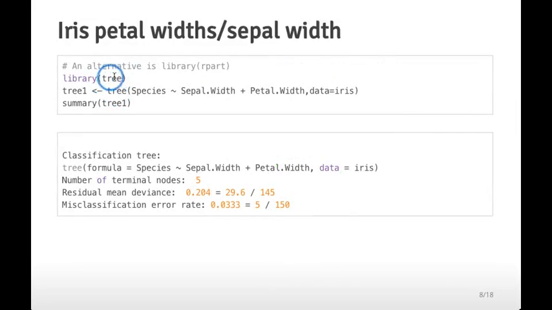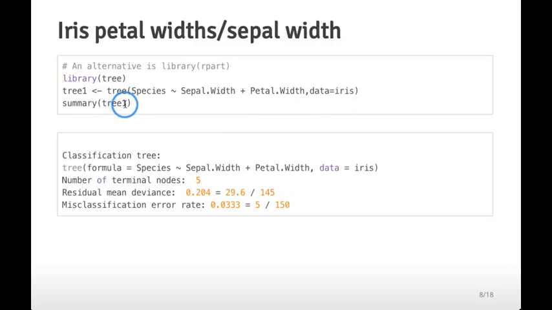So we load the tree library, and then we pass to tree a very similar formula to what we would have passed to an LM or GLM object. On the left-hand side of the tilde is going to be the outcome variable, in this case species. On the right-hand side is going to be the variables we're using to predict, in this case sepal width and petal width. And then we have to tell tree which data set to draw those variables from. In this case, we tell it to draw from the IRIS data set.